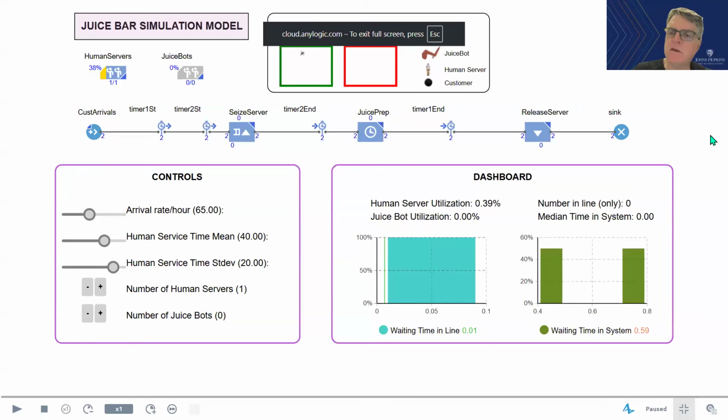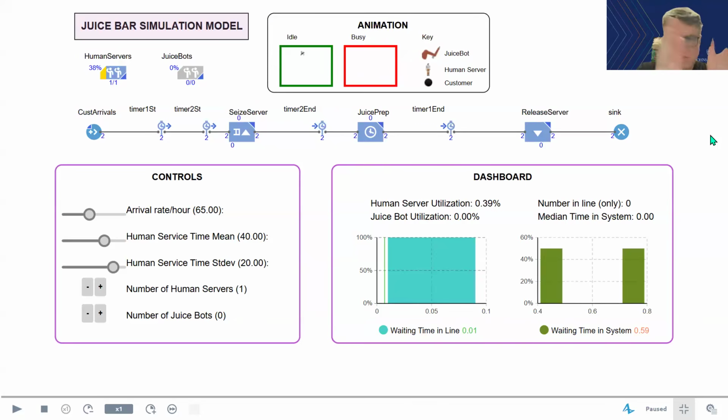The first is the base case. So we have two baristas working independently, essentially. So we're going to analyze just one of them, seeing arrivals at the rate of 65. They're providing service that has a mean of 40 seconds and a standard deviation of 20 seconds. I'm going to assume that it's a normally distributed service. There's just no need to analyze both because they're identical. No juice bots involved in this scenario.